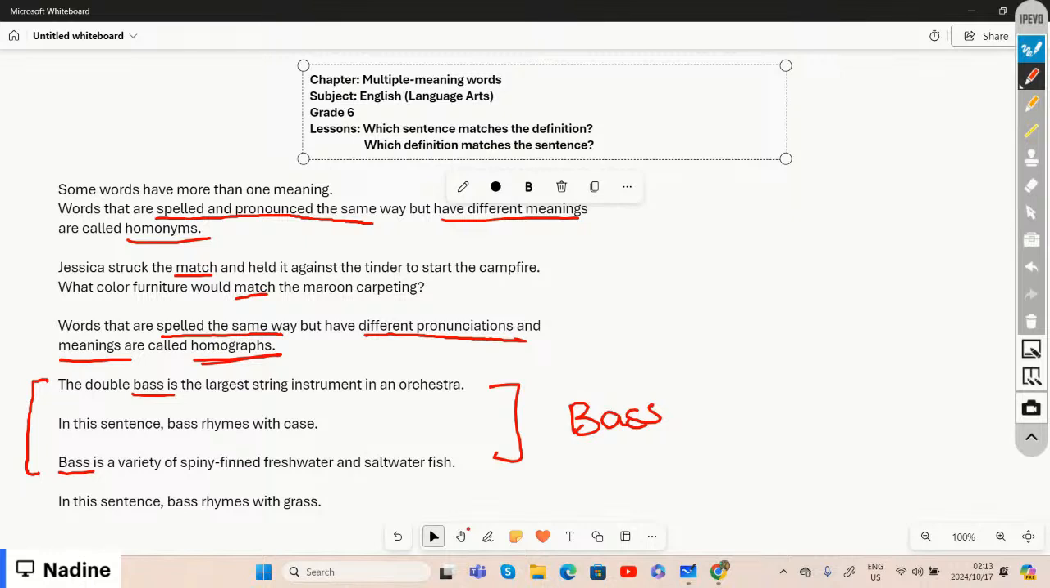So homographs. And this is multiple meaning words, where we can have one word that is spelled the same way, but either the pronunciation is the same and the meaning is different, or the pronunciation is different as well as the meaning. Like I say, within a dictionary you'll have one word, but you'll have different meanings of that word. And we call that multiple meaning words.